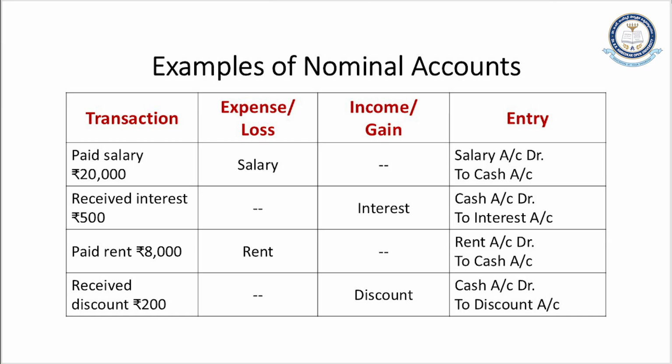Second example, received interest 500. The business has received interest on an investment which it has made. It is worth 500 it has received. So receiving interest means receiving money, and receiving money is a gain. It is an income. So any kind of income we are getting will be credited. And in what form are we getting our interest? We are getting it in the form of cash, and cash is a real account and it's coming in. Anything that comes in is debited. So cash account debited to interest account.